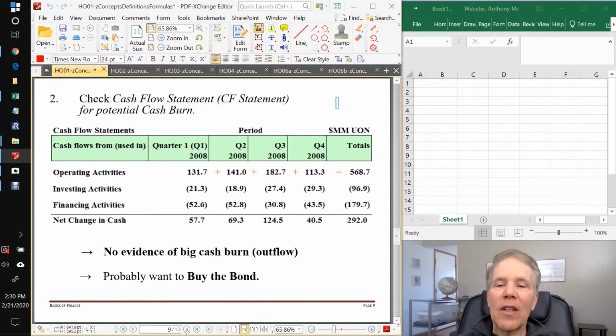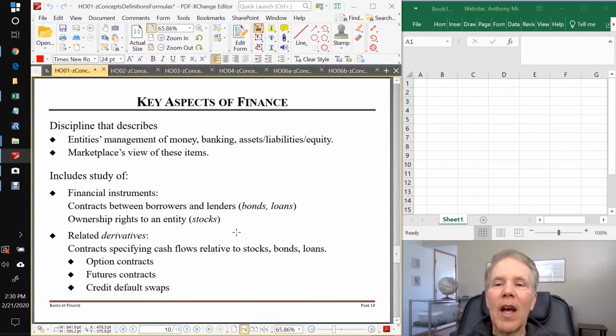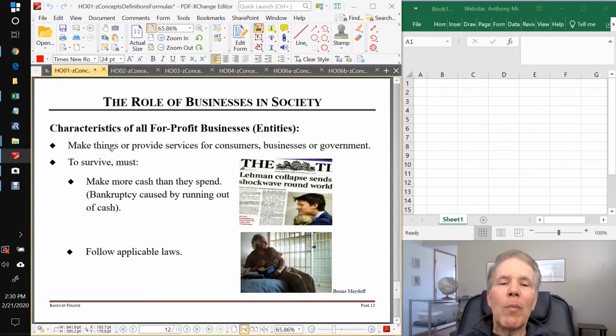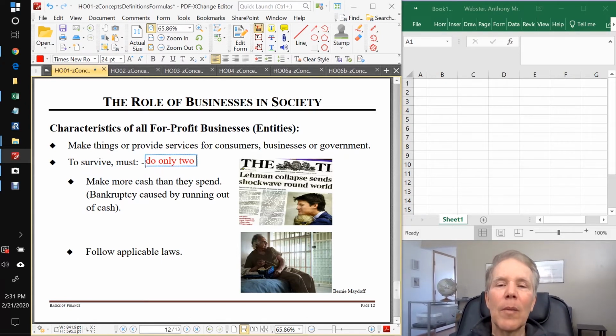We went ahead and bought that bond, and we did pretty well with that. The key point: very little risk. We're going to keep coming back to risk all semester. So, the key aspects of finance: you need to know what it is and what it studies, financial instruments and related derivatives. We looked at those in some depth. We identified 3 branches of finance, and we pointed out that businesses in this country, to survive, must do only 2 things, right?